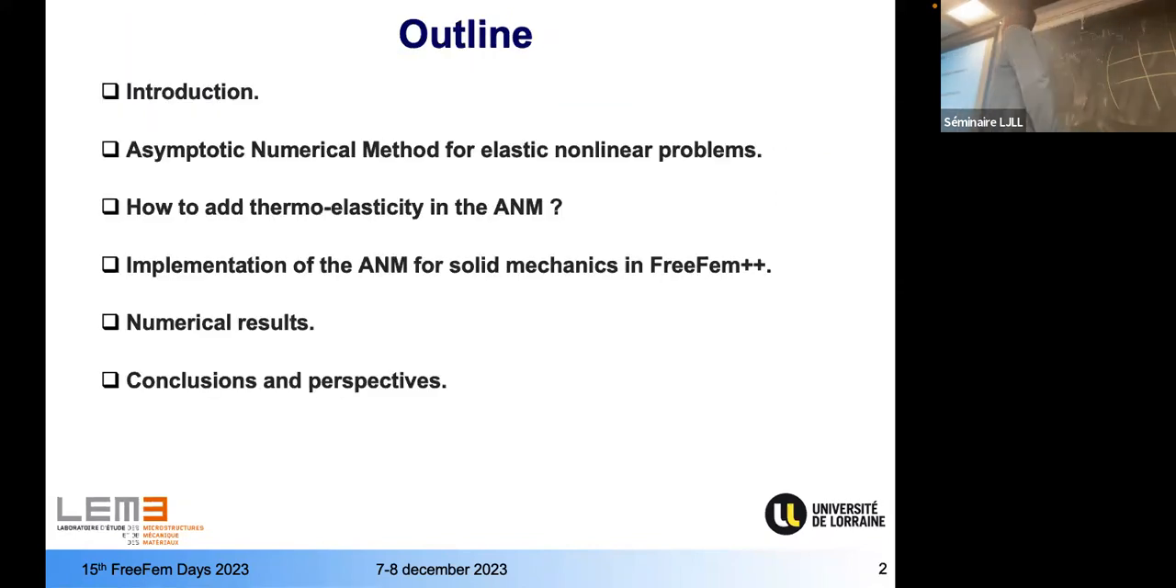So you will see the outline. After an introduction, I will explain some theory basics about the asymptotic numerical methods applied to elastic nonlinear problems, and I will add thermoelasticity after. I will show the implementation, how to implement this in C++. And I will then show numerical results, mostly for film substrate systems, and a conclusion.